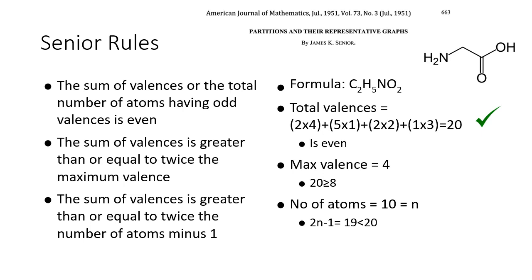The maximum valence of any of the atoms in this formula is 4 for carbon, and the second Senior rule tells us that the sum of the valences must be greater than or equal to twice this maximum valence. So 2 times 4, the maximum valence, is 8, and the total valence is 20, and that is greater than the 8 of twice the maximum valence. So the formula for glycine passes the second Senior rule too.